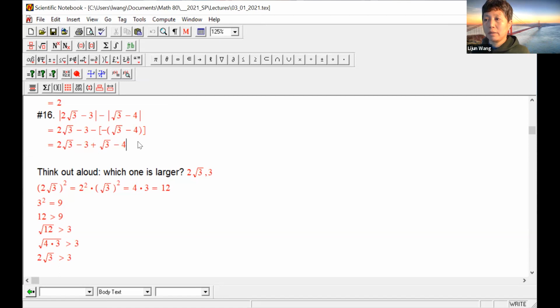Now we can combine. 2 times root 3, 1 times root 3, and they're plus. And the final answer is going to be 3 times root 3. Okay, 3 times root 3, and -7, -3, -4, that makes -7. That's final.